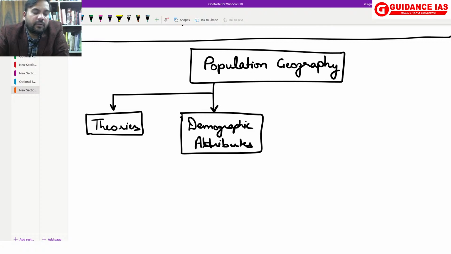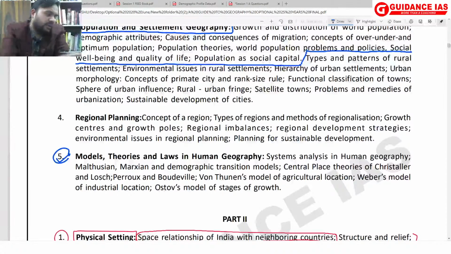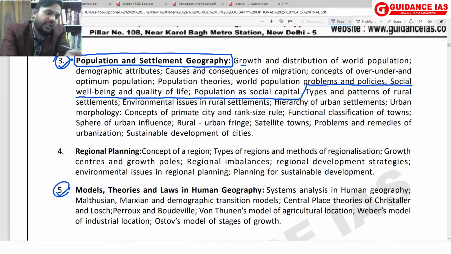The demographic attributes. And in paper 1, there is no elaboration of this demographic attribute. Like you see here, growth and distribution of world population, this is one elaboration given. Then demographic attribute is directly given. No other thing is mentioned. So what should be studied under demographic attributes?